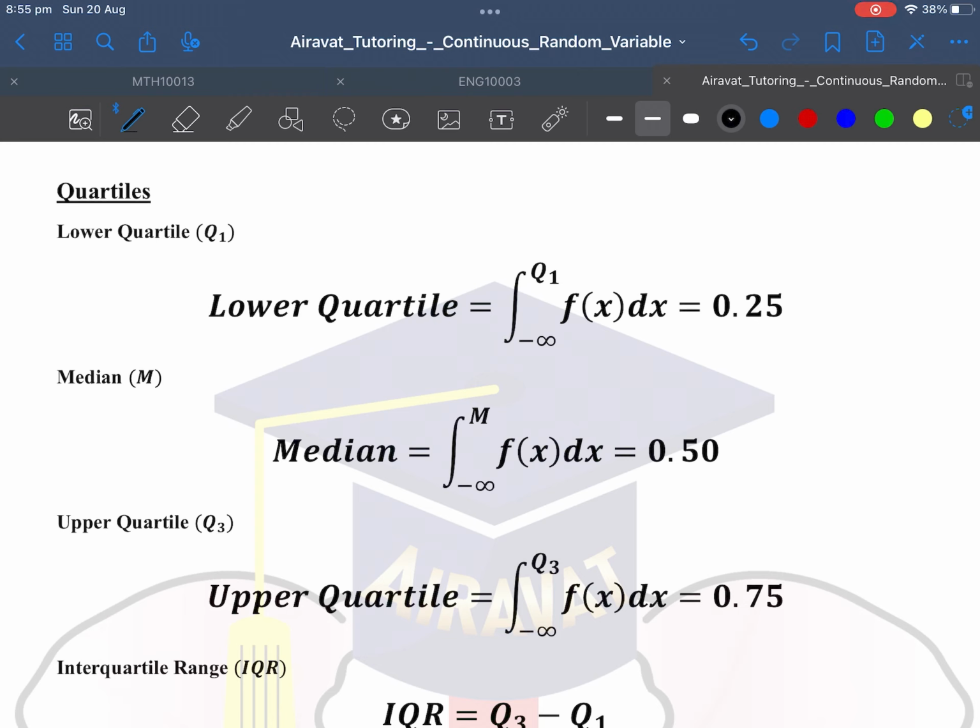maths, you'll learn something about this as well. So, maybe in an unlikely event they ask you to find the upper quartile of this function, you know what it means. So okay, let's just go over it briefly.